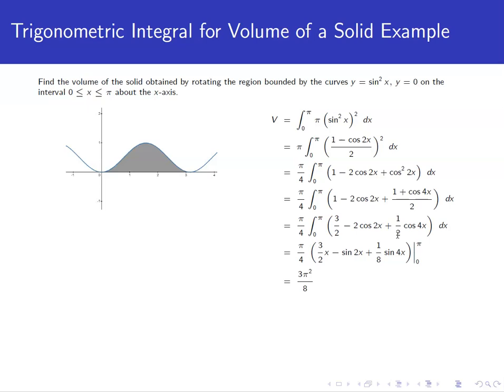We're going to evaluate this from 0 to pi. Notice that when you put in 0 for x into the sine, and when you put in pi for x into the sine functions, those are all going to turn out to be 0. Put in 0 for x here, I'm also going to get 0. So the only thing that survives is putting in pi here for x. That gives me 3 pi over 2 times a pi over 4. So we get a final answer of 3 pi squared over 8.